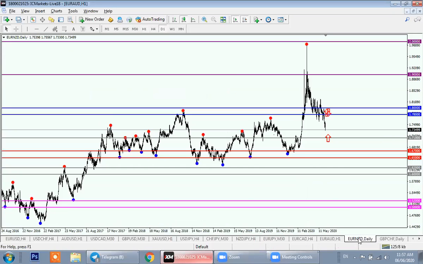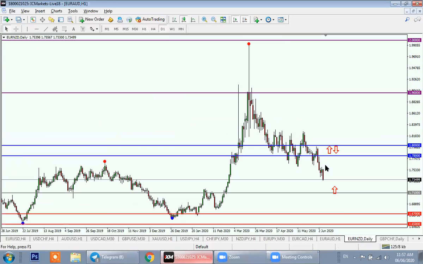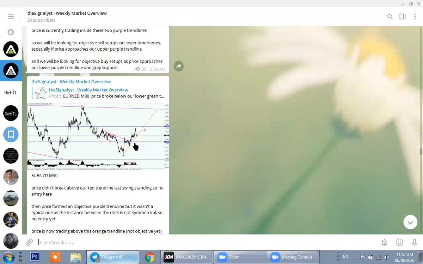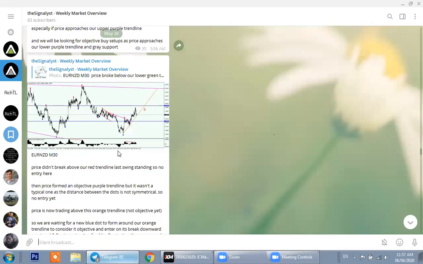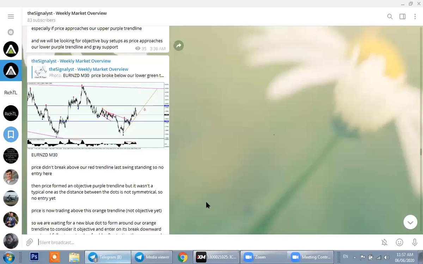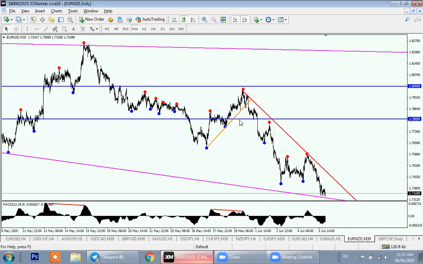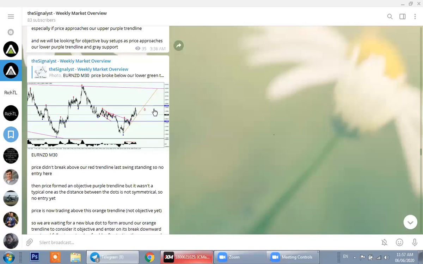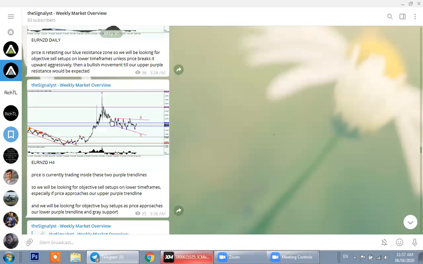That's exactly what happened. We were expecting a rejection from here. So let's continue on H4 time frame, and here we have M30. Price broke below our orange trend line before forming a new dot around it. Let's see it around here. Here we go. So we can delete it. We didn't have an entry opportunity, unfortunately, as price respected our analysis, but it's okay. It happens all the time.